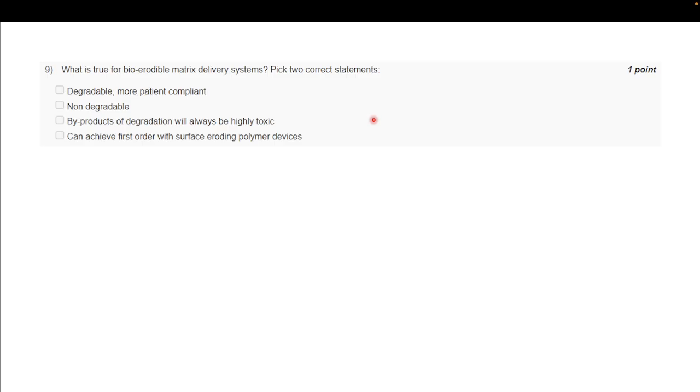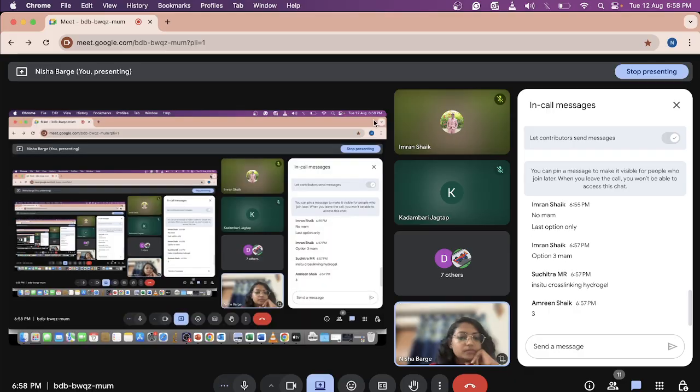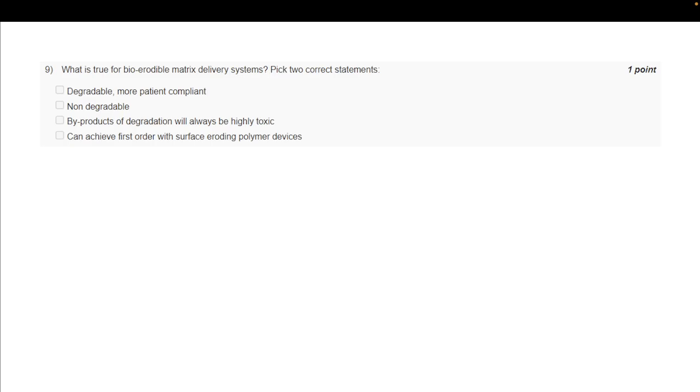The next question is, what is true for bioerodible matrix delivery systems? We have to pick two correct statements. Let me know if anybody knows the answer. Somebody is saying 3. Maybe that was for the previous question. So here you have to choose two options. Let me know if anybody knows the answer.